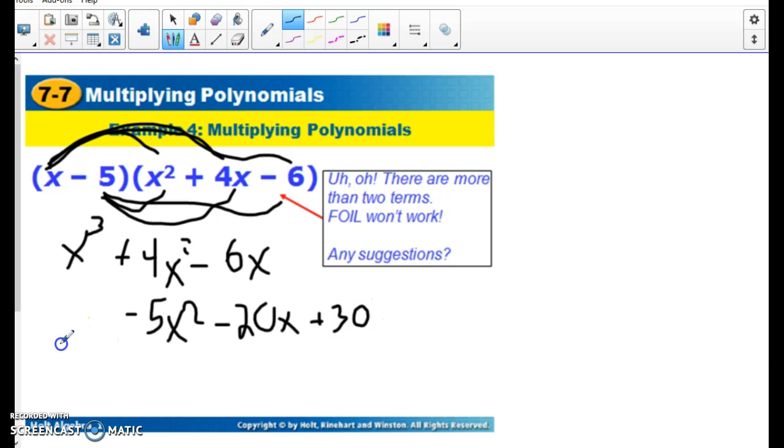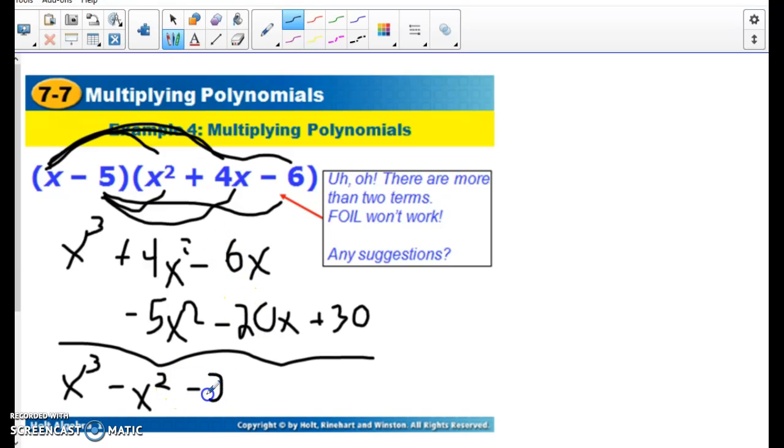Alright, and I wrote this like this on purpose so that I have everything lined up. So there's no other x to the thirds, so I know that that's just going to be x to the third. I have 4x squared minus a 5x squared, which is going to give me a negative 1x squared. I have a negative 6x minus a 20x, which is going to give me a negative 26x. And then I just have that plus 30 at the end. Okay, so I wrote that where all the things I could simplify were underneath each other.